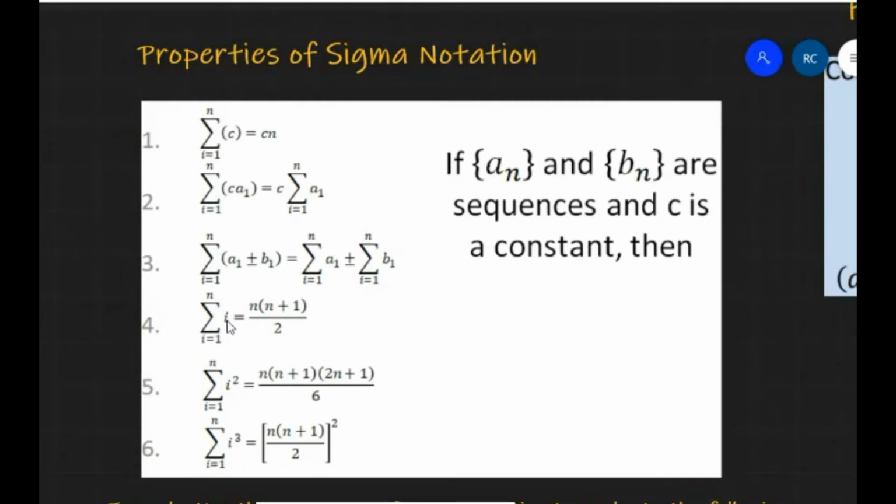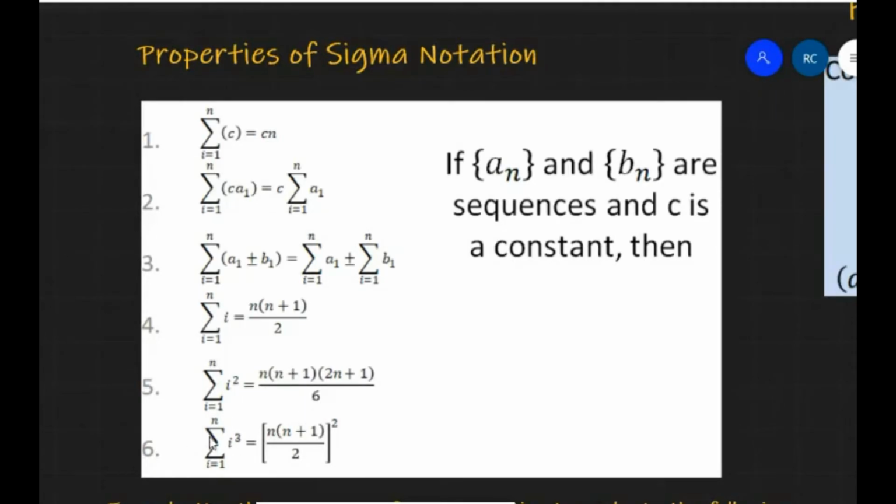Number 4, kapag summation of I from I is equal to 1 to N, ang kanyang formula ay N times N plus 1 over 2. Kapag square naman po yung I, summation of I square from I is equal to 1 to N, ang formula niya ay N times N plus 1 times 2N plus 1 all over 6.